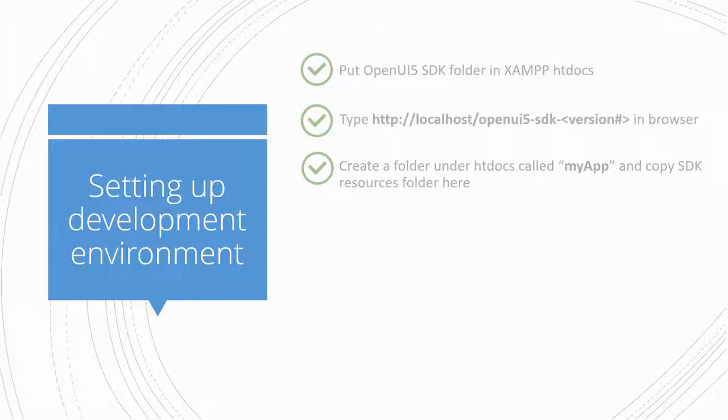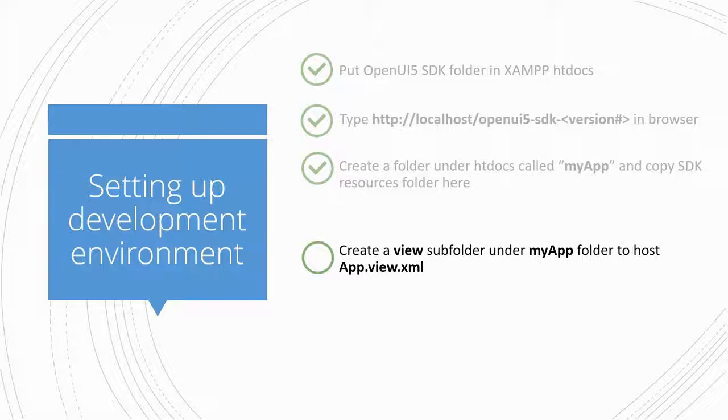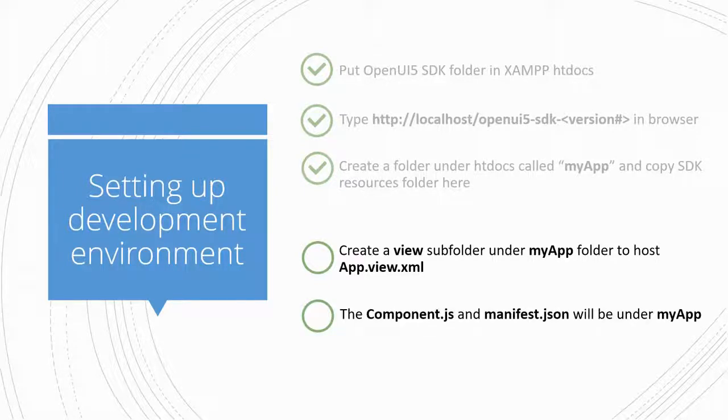We created a view subfolder. We will be creating a view subfolder under My App folder to host app.view.xml. So that will be the next step that we'll be moving on to. And we're going to build our component.js, and the manifest.json will be under My App. As I mentioned before, we won't be covering the manifest in this. We won't be building that out here. But just so you know that that would be where it would be placed.